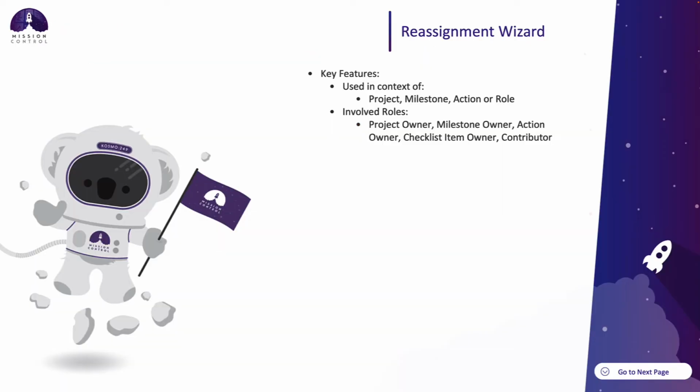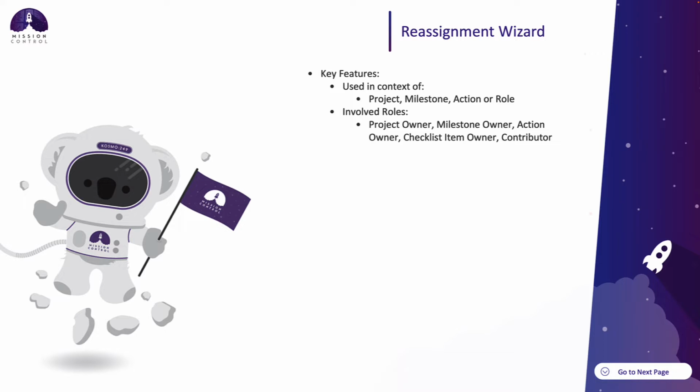The Reassignment Wizard, also known as the Resource Reassignment Wizard, enables you to quickly reassign ownership from one role to another within a project, a milestone, an action, or a checklist item. The Reassignment Wizard can be accessed in the context of a project, a milestone, an action, or a role.